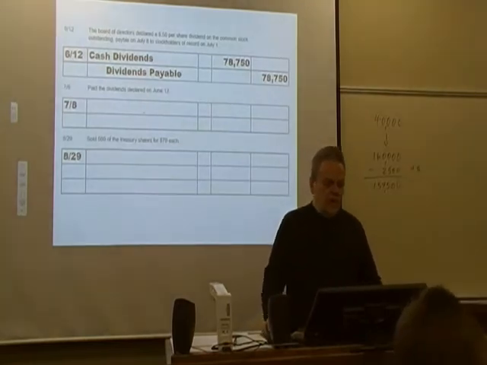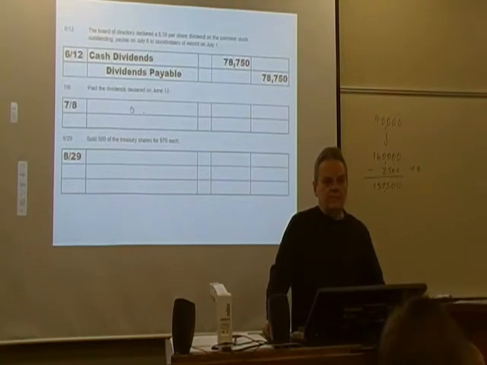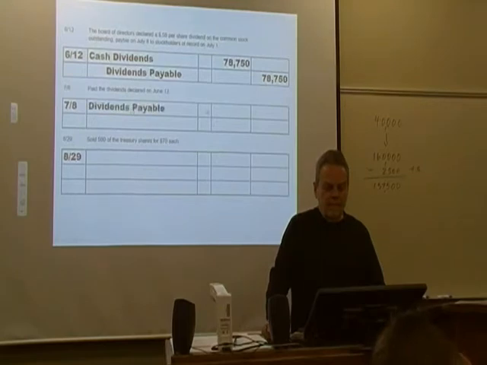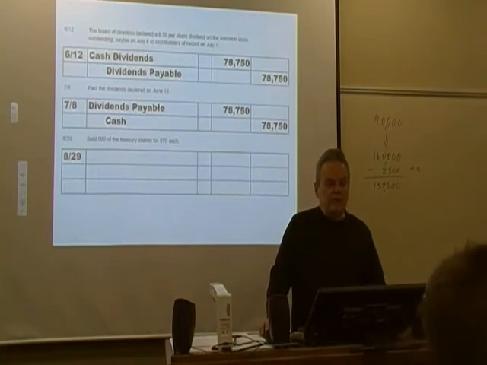Paid the dividends June 12th. Volunteer hand up. Joel? Debit dividends payable, same amount, 78,750, and then credit cash for 78,750. Good. Real good. The balance of dividends payable is 0. We had an obligation to pay it off, and we did.